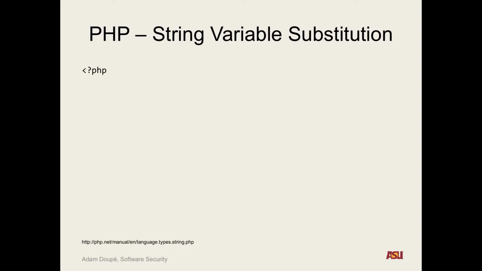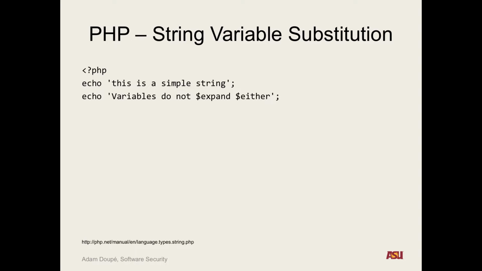So string variable substitution. Here's PHP code. We have the start of our PHP tag, so everything within here is PHP code. We're going to echo this is a simple string. Then we're going to echo variables inside of a simple string. The single quotes mean it's a simple string. But if we set some variables, in PHP, variables start with a $ sign, which is kind of nice because they're easy to identify.